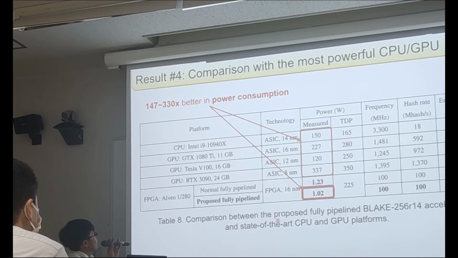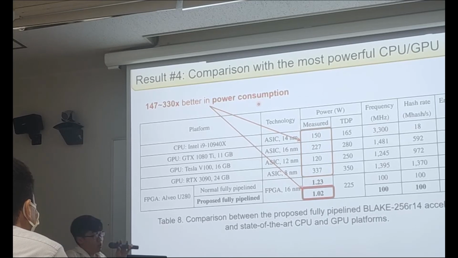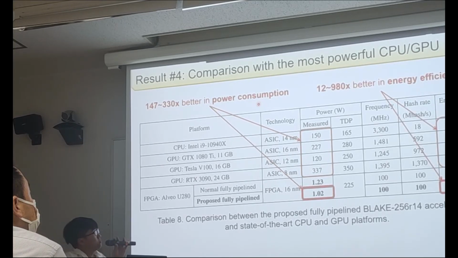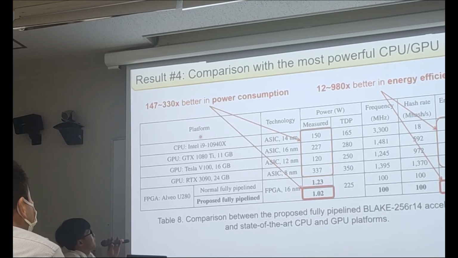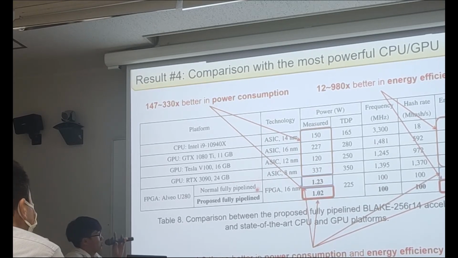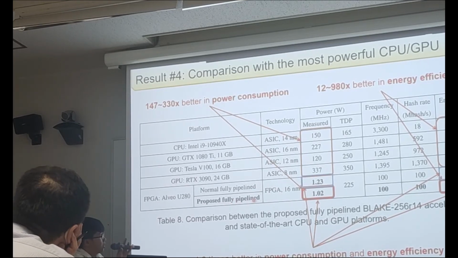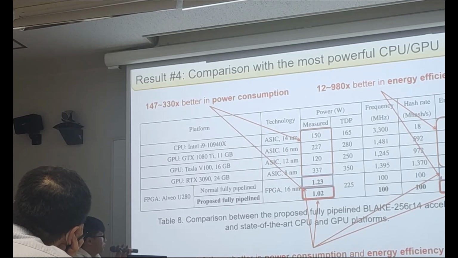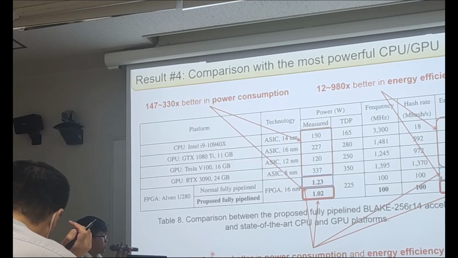So as you can see here, our accelerator is more than 100 times better in power consumption, and more than 20 times better in energy efficiency when compared to the CPU or GPU. And in here, this normal fully byte means the fully byte with only the ID1, and here is the ID1, 2, 3. And when compared to it, our accelerator is 1.2 times better in power consumption and energy efficiency. 1.2 times here is similar to 20%.